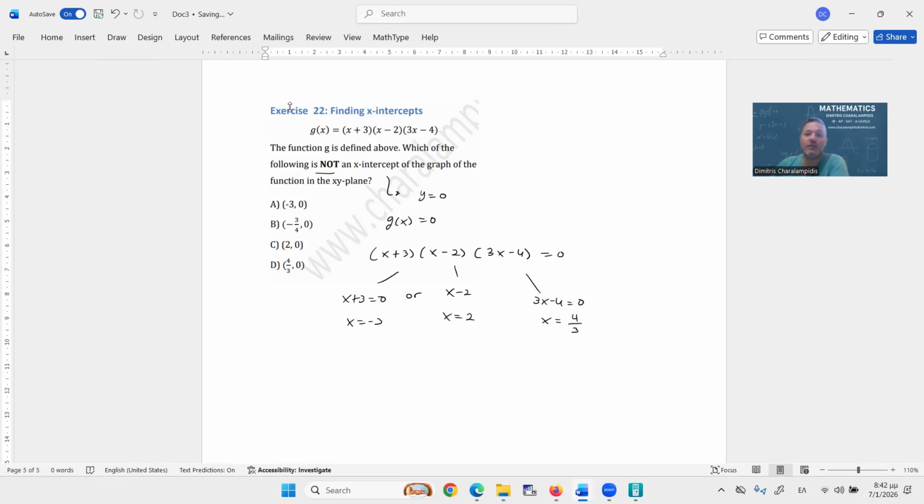But here we are trying to find the one that it's not. So it cannot be A, it cannot be C, it cannot be D, it has to be B. B, which is the point with coordinates negative 3, 4, and 0, is not the x-intercept.